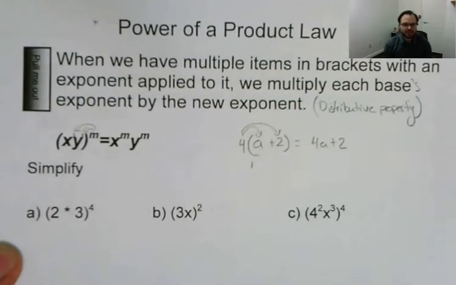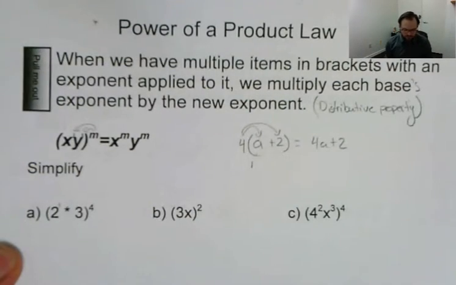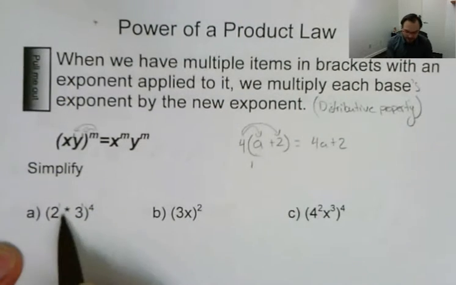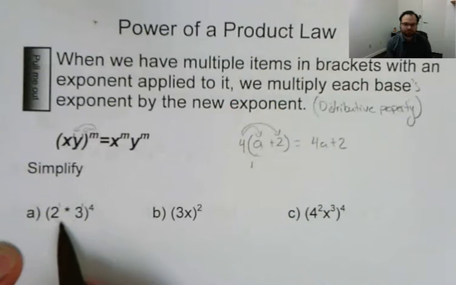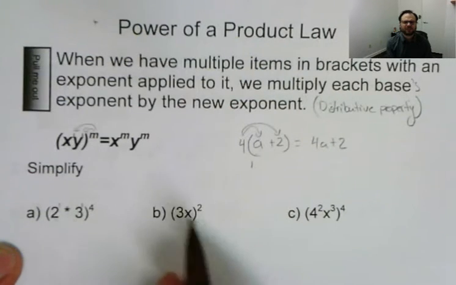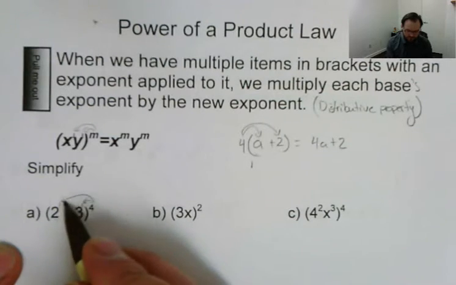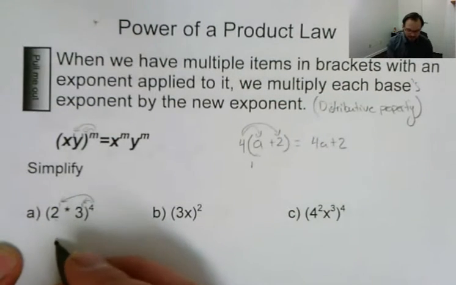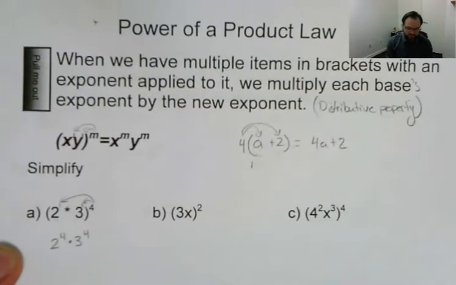So here's my first example to show you what I mean. 2 is the same thing as 2 to the power of 1. 3 is the same thing as 3 to the power of 1. Now we cannot add these together because, looking at 2 times 3, they're different bases. So this 4 must go to both of these. That's going to get me 2 to the power of 4 multiplied by 3 to the power of 4. Okay?